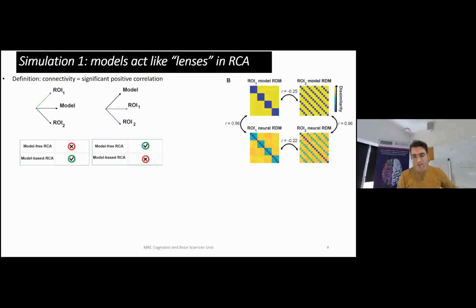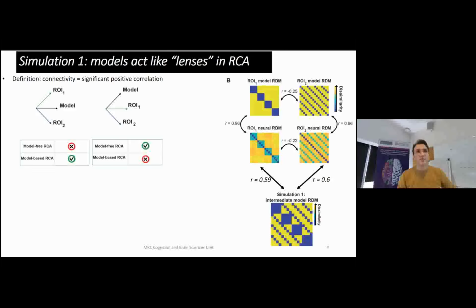We simulated this scenario, and imagine that we have a model which contains information about both regions, which I explained before: two different aspects of information which are not correlated to one another, meaning they are uncorrelated. But from the viewpoint of a model which has components from both regions, you can see that the correlations are positive to this model.